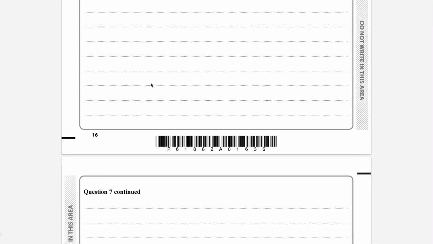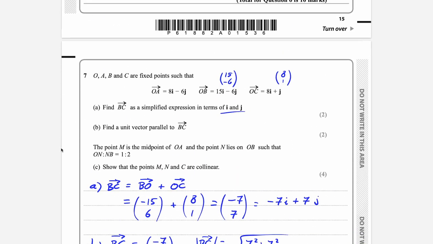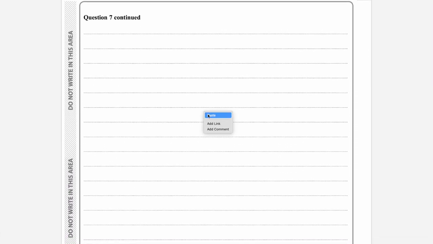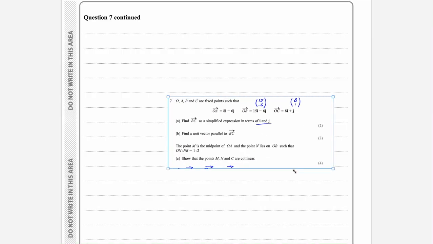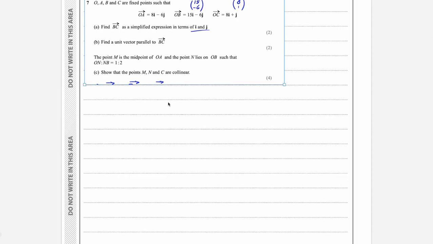So let's just go down here. I actually have plenty of space here. I'm going to, guys, copy the whole thing actually, just like this. Then go down here and do this. Okay, part C. The point M is the midpoint of OA. The point N is on OB such that ON to NB is 1 to 2. Show that the points M, N, and C are collinear.